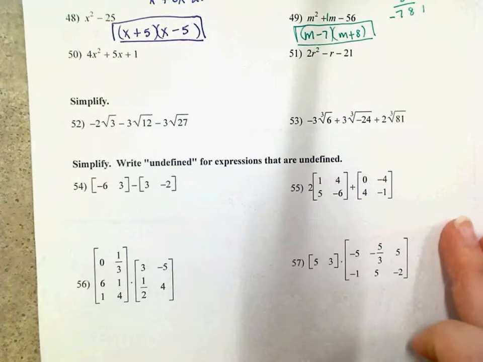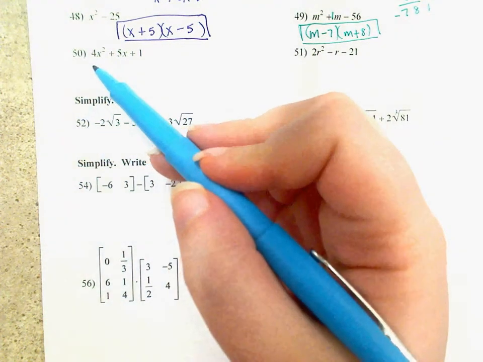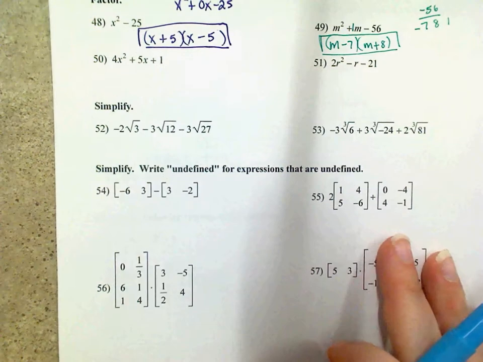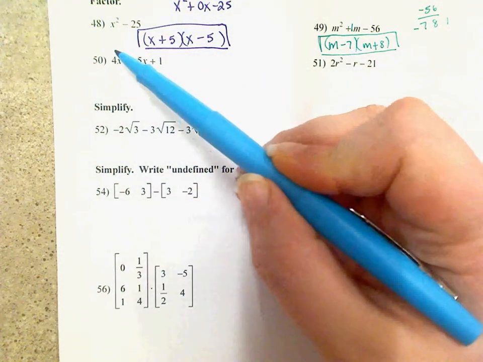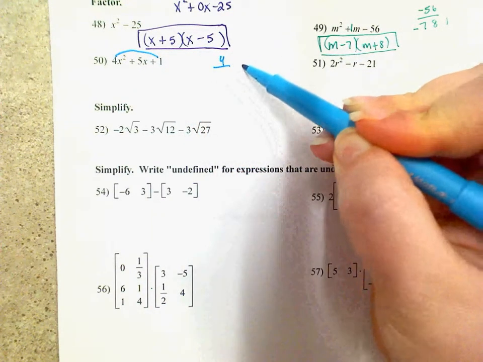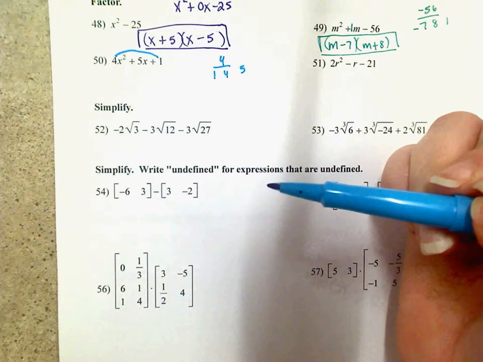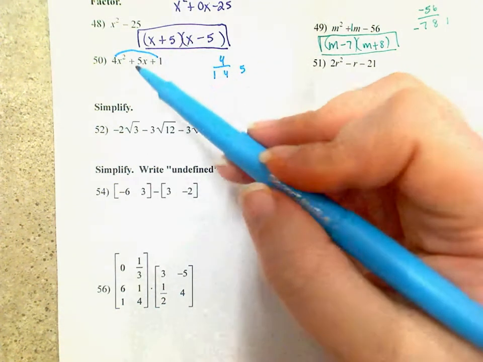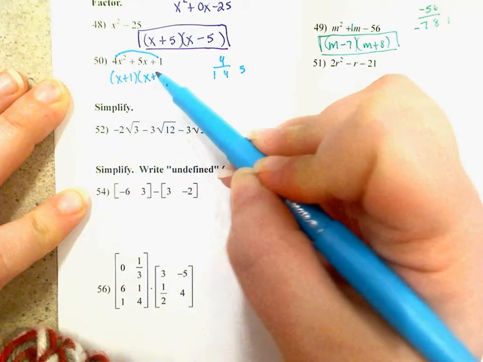So number 50, you've got 4x squared plus 5x plus 1. Because it has a leading coefficient other than 1, that means we need to do either bottoms up or another method, like factor by grouping. So we'll multiply 4 times 1 and say I need the factors of 4 that add up to 5. We really only have 1 and 4, and 2 and 2, but 1 and 4 are the ones that add up to 5. So I'm going to write x plus 1 and x plus 4.